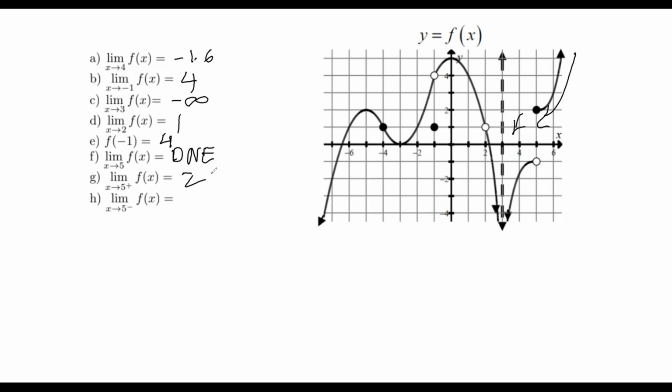The limit as x approaches 5 from the left side, which is signified by the negative sign, is this value, which is negative 1. So the answer will be negative 1. And here are your answers.